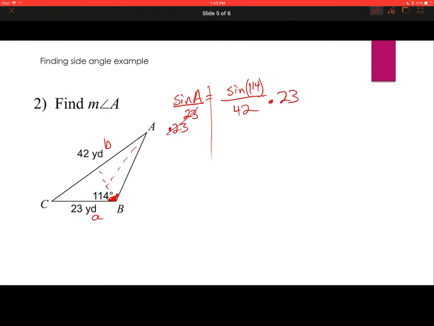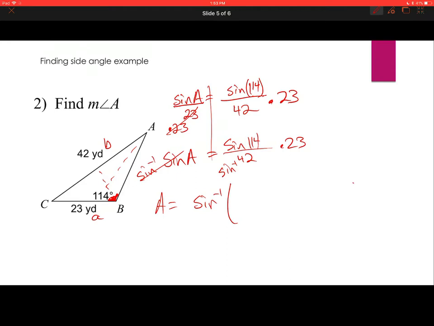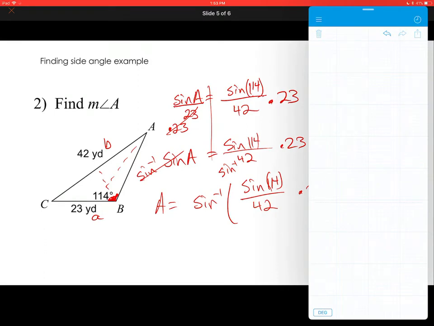Then from there, in order to solve for sine of A, I've got two steps basically. The first thing I'm going to do is multiply both sides by 23, because that's going to cancel that off. And then I'm going to take the inverse sine. So I have sine A is equal to sine of 114 divided by 42 times 23. And so I'm going to take the inverse sine of both sides. So on my calculator, I'm going to type this. A is actually equal to sine negative 1 of sine 114 divided by 42 times 23. So it looks like a lot of numbers, but it should give us a value we can deal with.